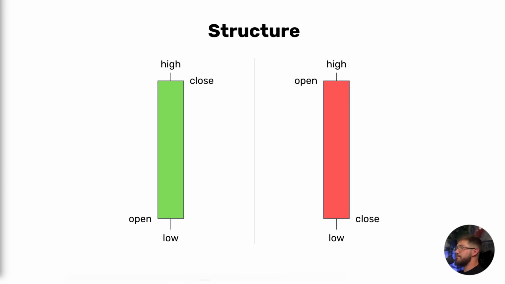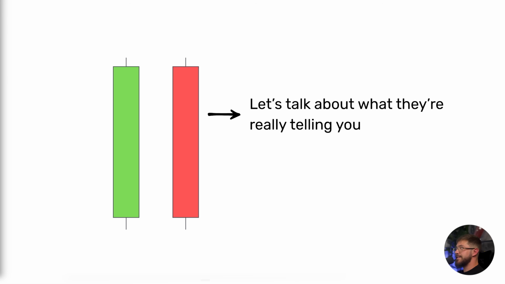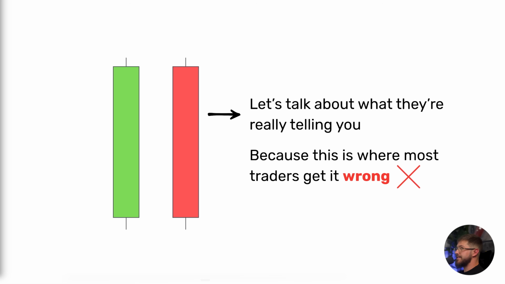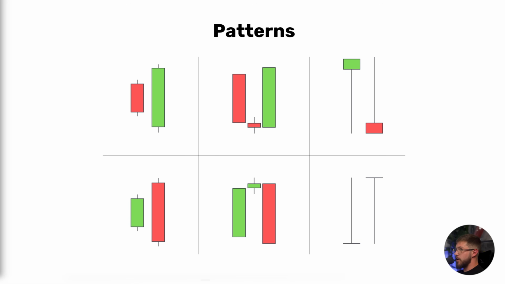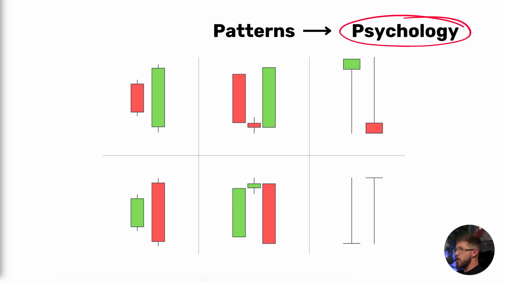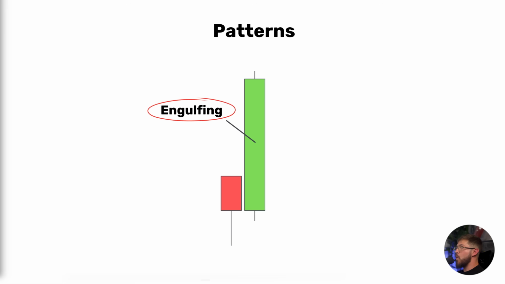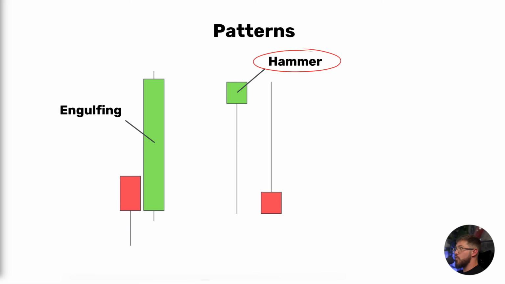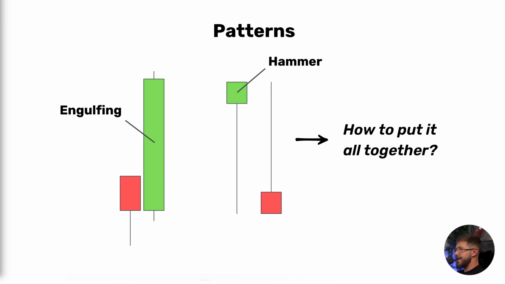Now that you understand the basic structure of candlesticks, let's talk about what they're really telling you. Because this is where most traders get it completely wrong, and it's exactly why they struggle to put everything together into one consistent strategy. Now, here is what most traders do. They learn about candlestick patterns, but nobody ever teaches them the psychology behind why these patterns work. So they end up with a bunch of scattered information. They know what an engulfing pattern looks like, they know what a hammer pattern looks like, but they have no idea how to put it all together into one simple approach to make consistent money in the market.